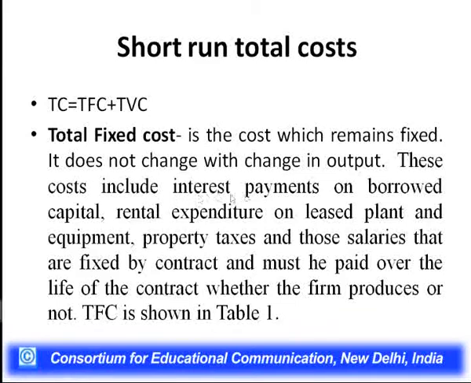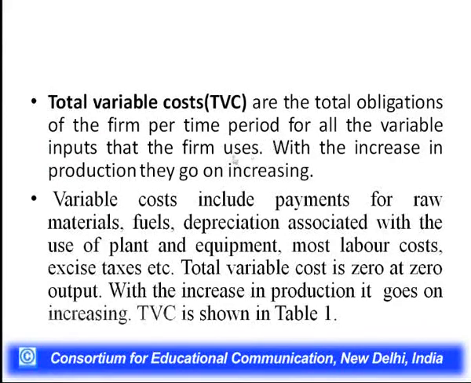These costs include interest payments on borrowed capital, rental expenditure on leased plant and equipment, property taxes, and those salaries that are fixed by contract and must be paid over the life of the contract whether the firm produces or not. This total fixed cost is shown in table 1. Total variable costs are the total obligations of the firm per time period for all the variable inputs that the firm uses. With the increase in production, this cost goes on increasing.